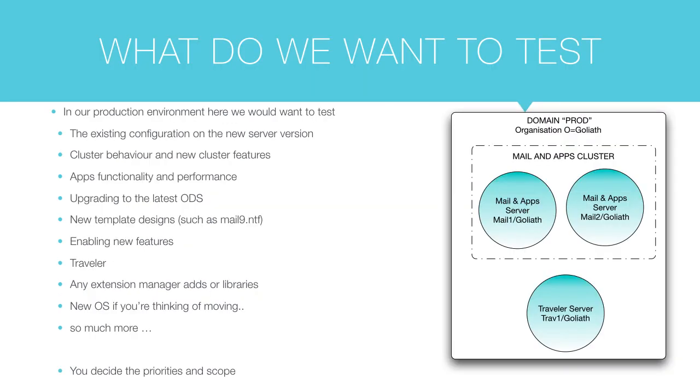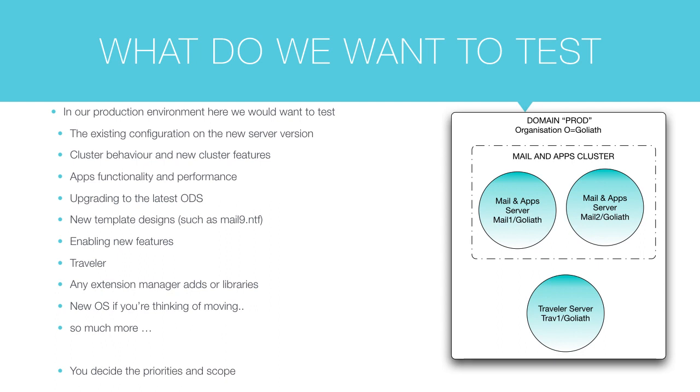So on the right hand side here, I have my domain called Prod for production and my organization, which is O equals Goliath. And in my domain, I've got a mail and app server called Mail1 Goliath and another mail and app server, which is clustered with it, called Mail2 Goliath. And then separate from that, I have a Traveler server still within the same domain, but not clustered. So if this is our production environment, what would I want to test?